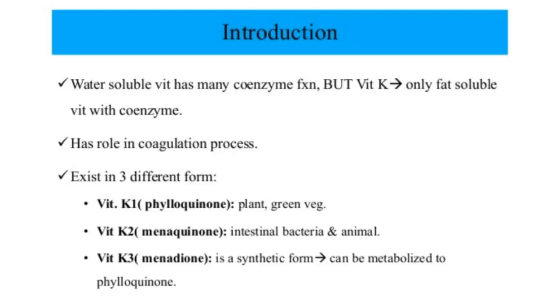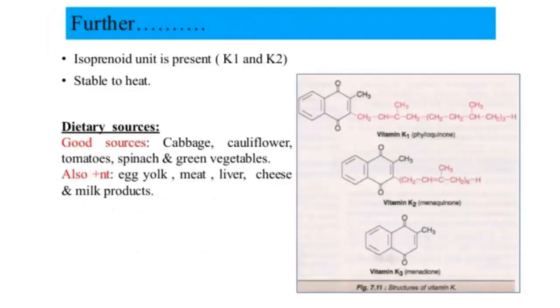Now, vitamin K exists in three forms. Vitamin K1, phylloquinone, is present in plants and green vegetables. Vitamin K2, menaquinone, is produced by our intestinal bacteria. And vitamin K3, menadione, is a synthetic form, which can be metabolized to phylloquinone or vitamin K1.